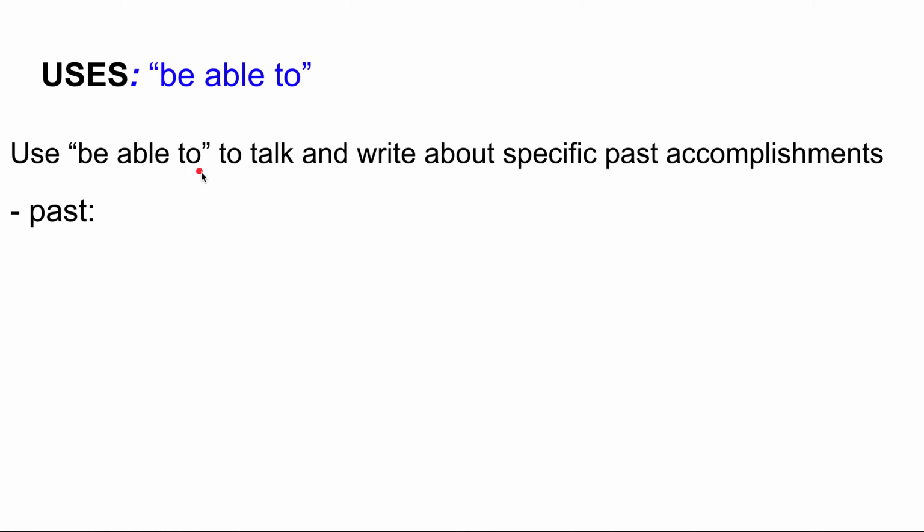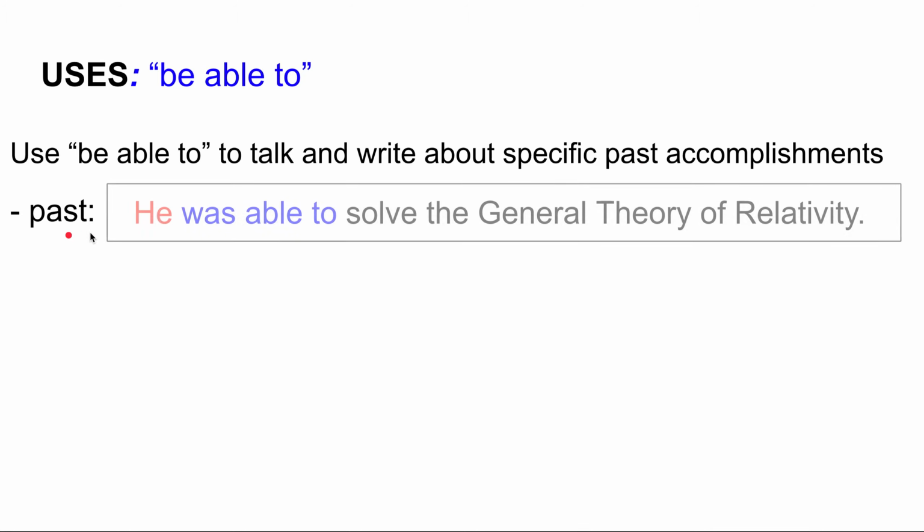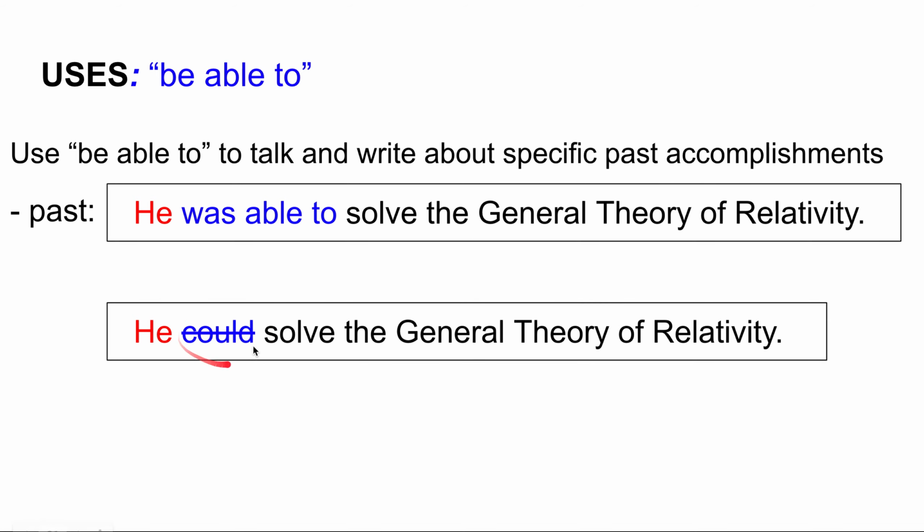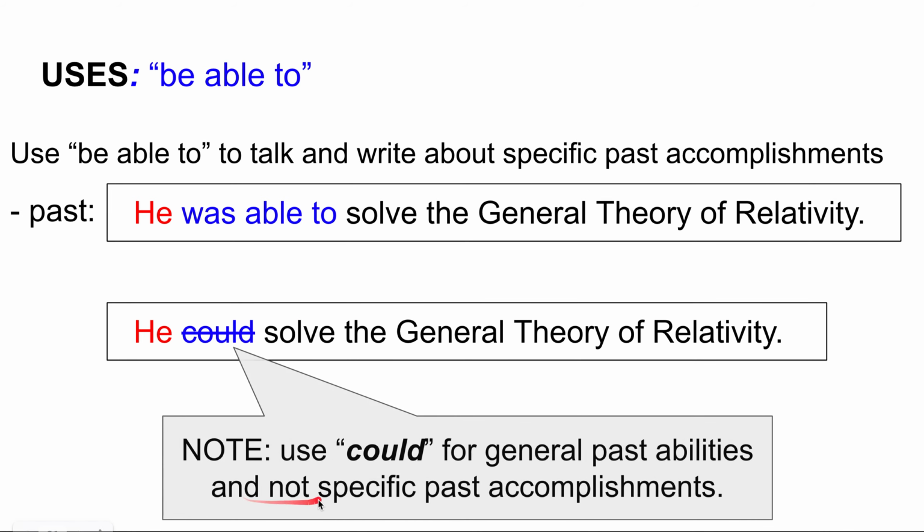We can use be able to talk and write about specific past accomplishments. For example, in the past, Einstein was able to solve the general theory of relativity. The exception: we cannot use could to talk about specific past accomplishments. Note, use could for general past abilities, but not specific past accomplishments. So we only use be able to for specific past accomplishments.